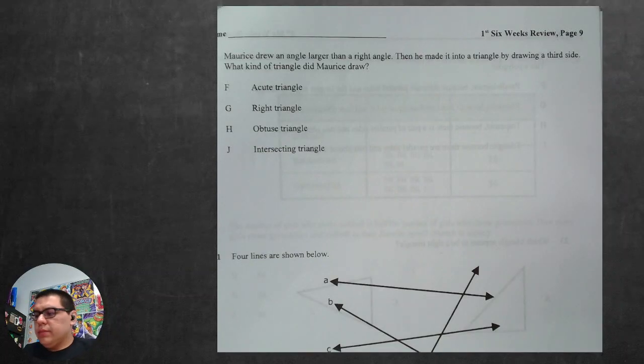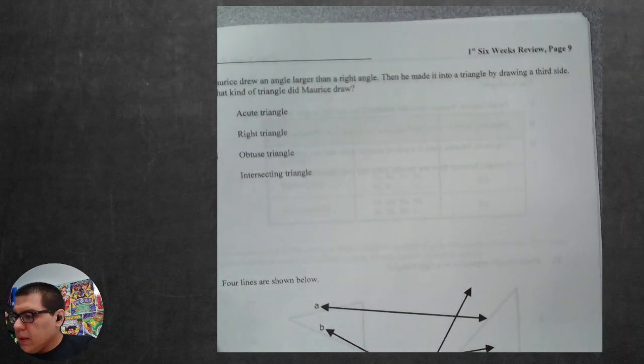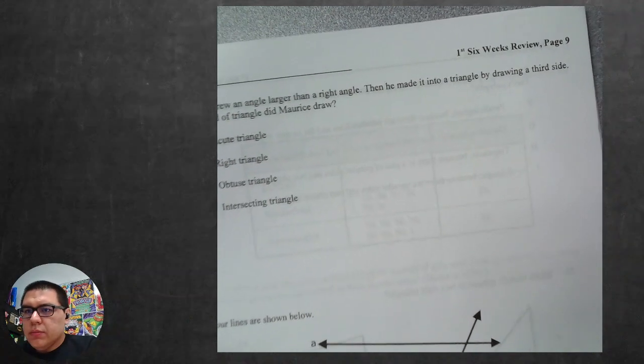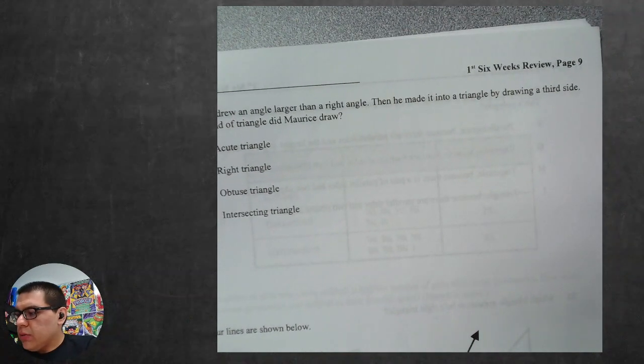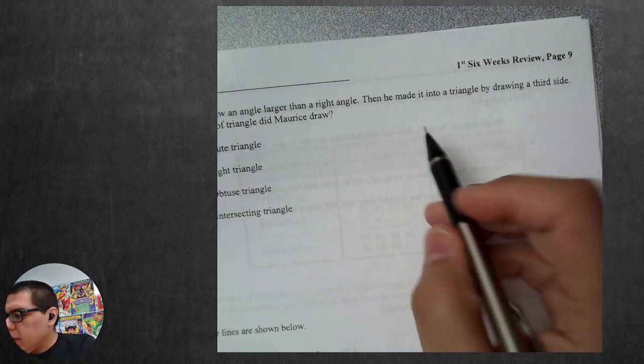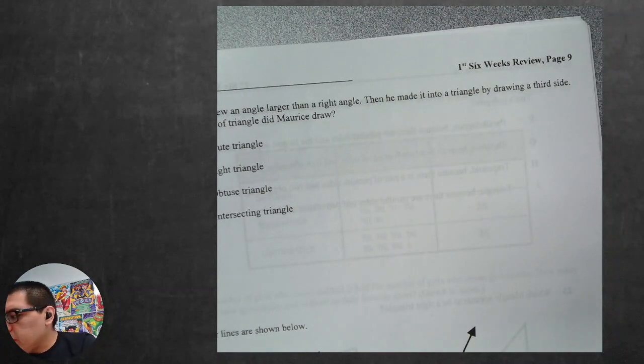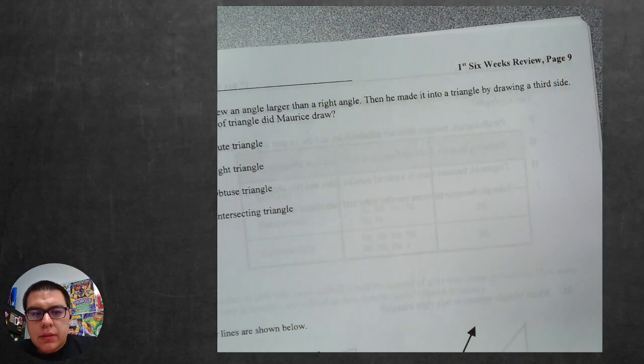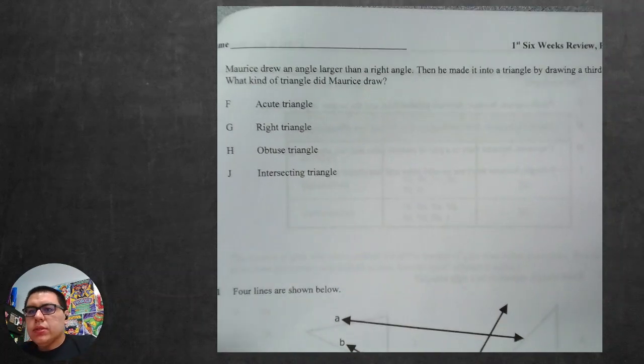So question 20 says, Maurice drew an angle larger than a right angle. Then he made it into a triangle by drawing a third side. What kind of triangle did Maurice draw?